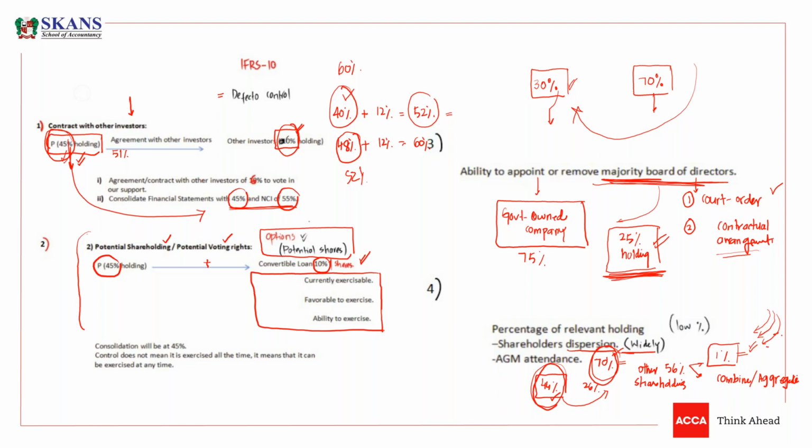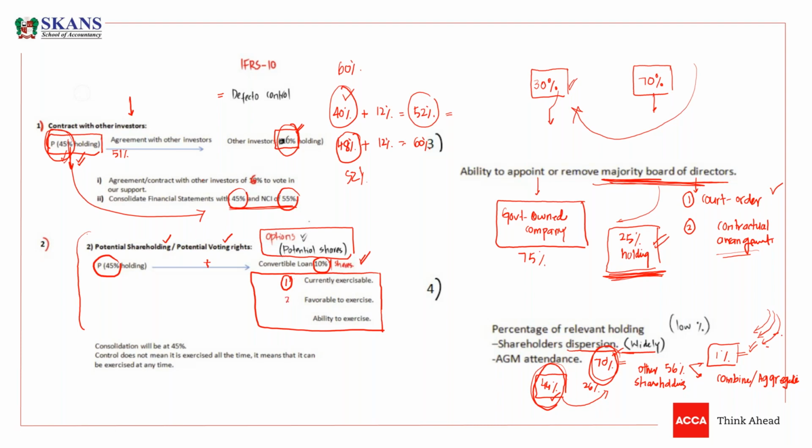So guys, with 45%, what are these 3 points? If the convertible loan is currently exercisable, it means right now, if you want to exercise, you have the ability to exercise. This company can exercise these convertible loans, they can get an extra 10%, and then they will start controlling the company.